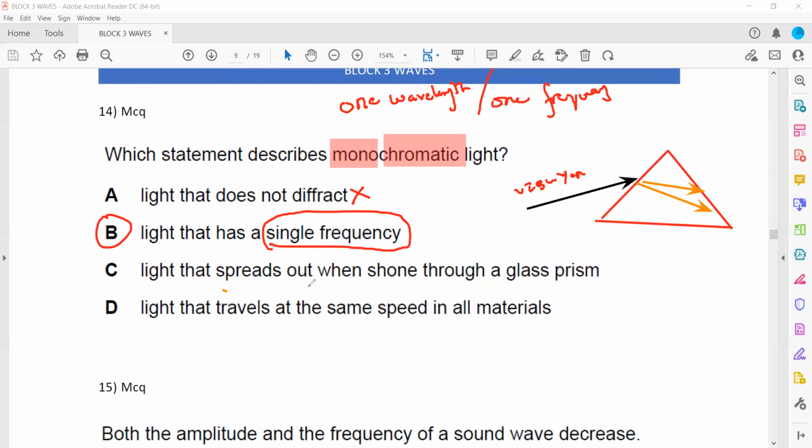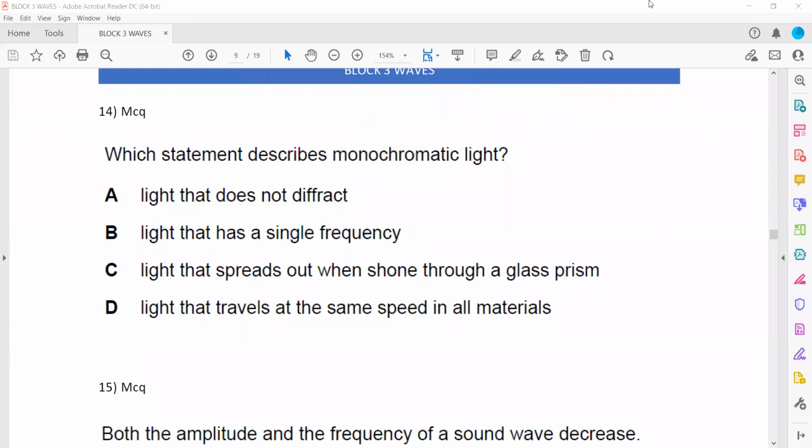So the option that light spreads out is wrong, because monochromatic light cannot spread out. It is only one color. It just refracts rather than spreads out. Light travels at the same speed in all materials. That is again wrong, because any kind of light travels fastest in vacuum, followed by air, and in air it travels faster than in liquids, and in liquids it travels faster than in solids. So option B is correct: the light which has a single frequency or a single wavelength.